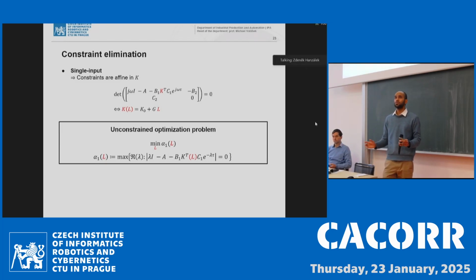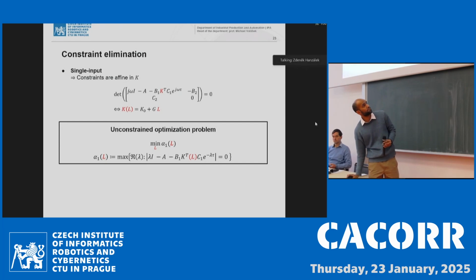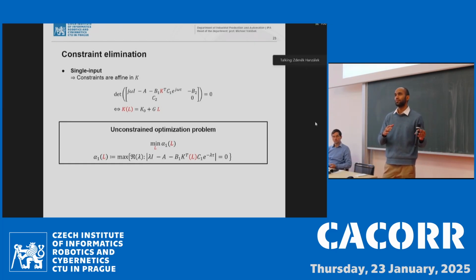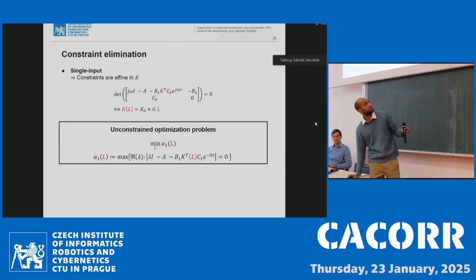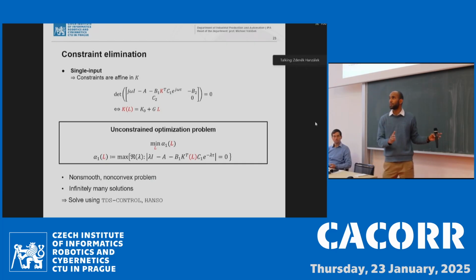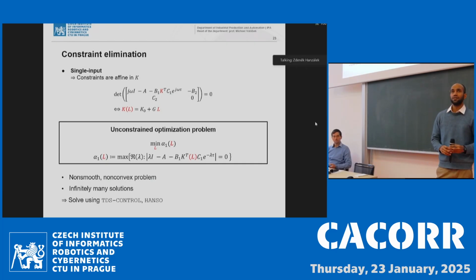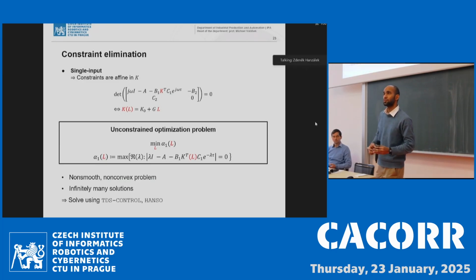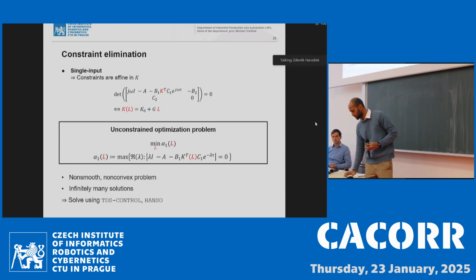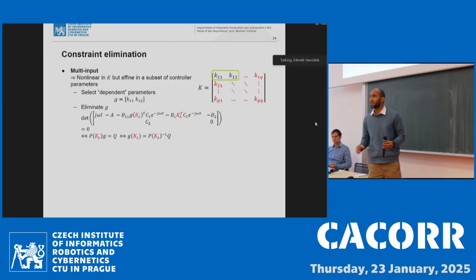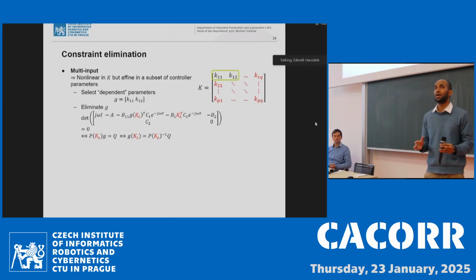In the single input case, we use the property that the constraints are in general affine in the controller parameters, and that way we can eliminate the constraints and formulate the same problem as an unconstrained optimization problem. And once again, we need to keep in mind that this is non-smooth and non-convex. And for solving the resultant problem, we use two main packages. One is TDS control, which is to deal with delay systems, and secondly, Hanso, which is a solver for non-smooth optimization.